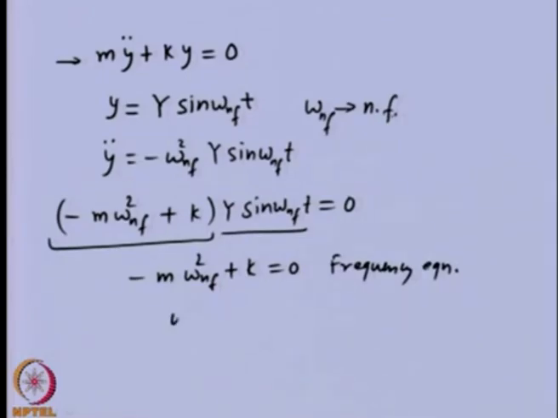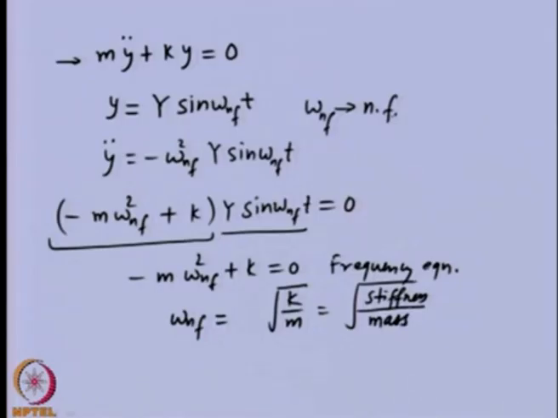From here we can get the natural frequency of the system as root k by m, and you can see that frequency cannot be negative. So, the negative value has no meaning. So, only the positive value is to be retained. This is the natural frequency of the system, which is nothing but the square root of the effective stiffness of the system divided by the mass of the rotor.